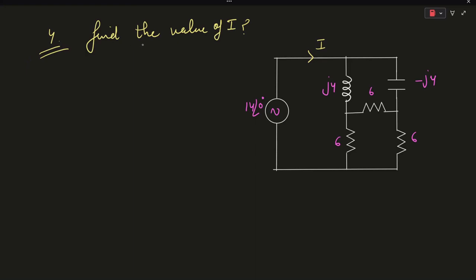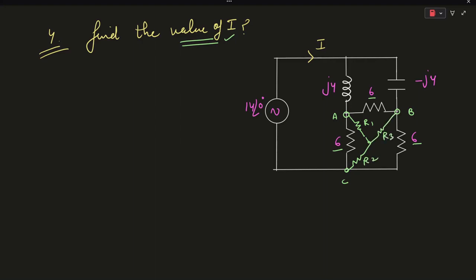Now let's solve the next problem. In this problem, we need to find the value of the current I which is flowing in this circuit. Let's say this is your node A, this is B, and this is C. These three resistors are basically forming a delta system, so we can convert them into their star equivalent. Let's say this is your R1, this is your R2, and R3.